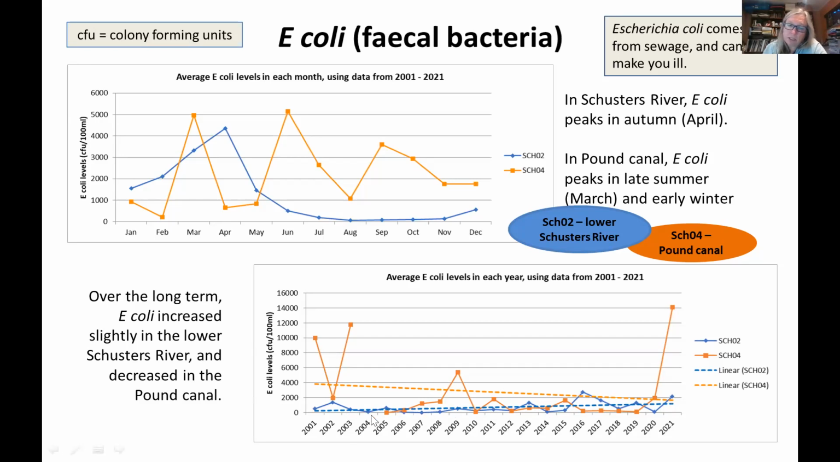But the peaks that you're seeing in the Pound Canal are always much higher than the peaks that you see in the Schusters, although worryingly, there are still quite high peaks in the Schusters as well.